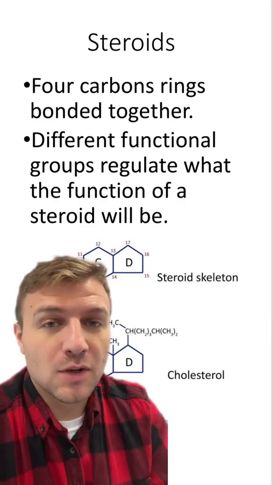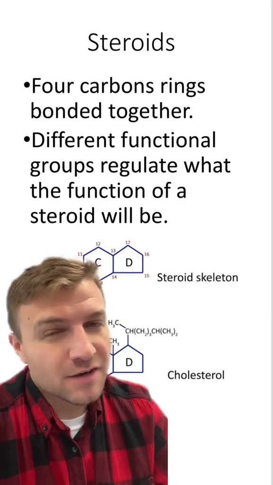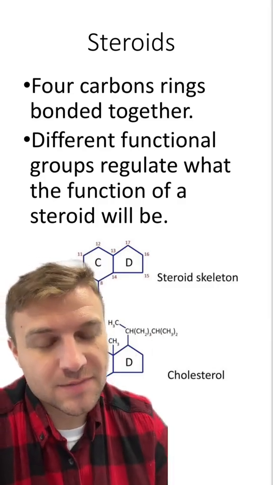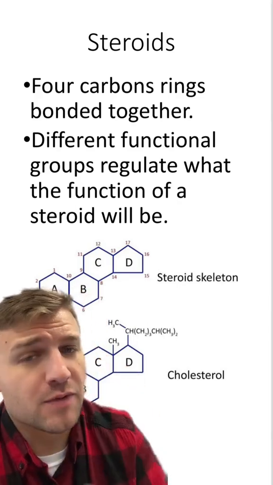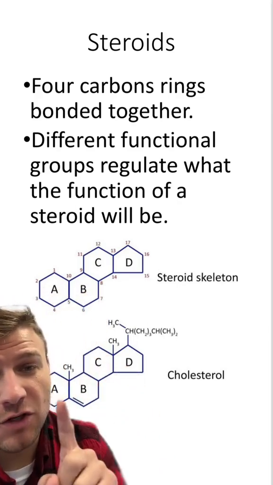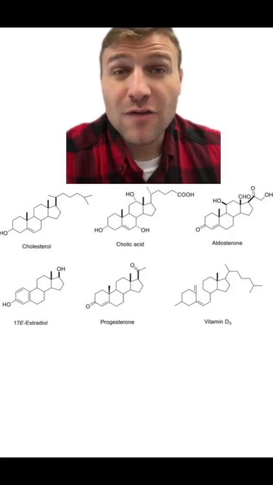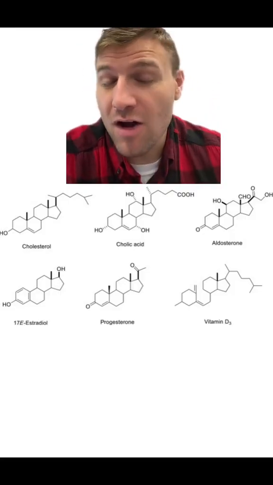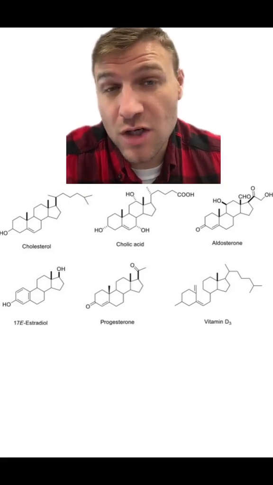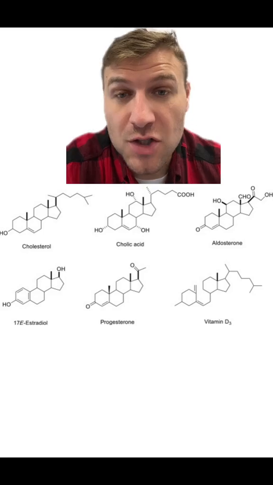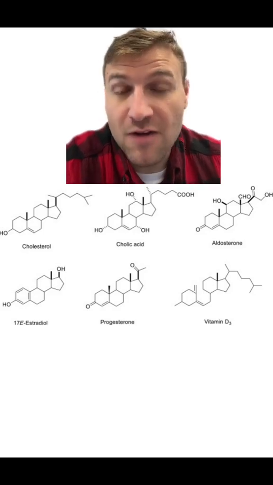Now, before when I said most lipids will be made of fatty acids, there is one group that's not made of fatty acids, and they are known as steroids. All steroids are going to have this 4-carbon ring structure, and the different functional groups around those rings are going to determine the function of that steroid. For example, all of these steroids have that common 4-carbon ring structure, but they all have different functional groups. These functional groups will determine the structure of the steroid, which determines the function of that steroid.